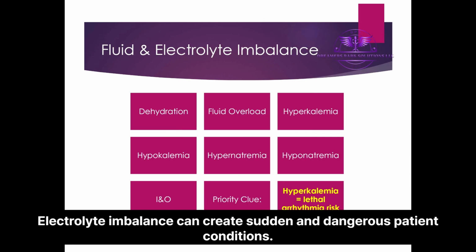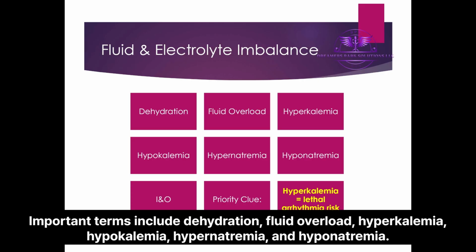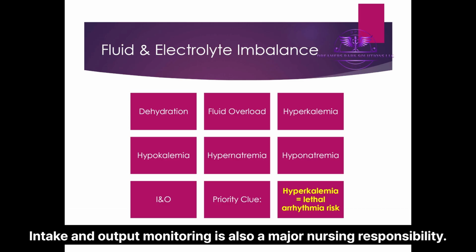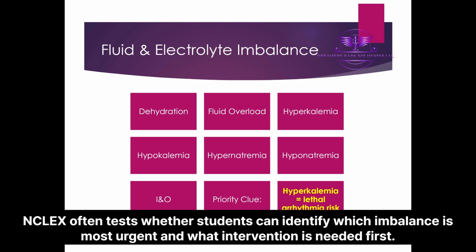Electrolyte imbalance can create sudden and dangerous patient conditions. Important terms include dehydration, fluid overload, hyperkalemia, hypokalemia, hypernatremia, and hyponatremia. Hyperkalemia is especially dangerous because it can cause lethal arrhythmias. Intake and output monitoring is also a major nursing responsibility. NCLEX often tests whether students can identify which imbalance is most urgent and what intervention is needed first.